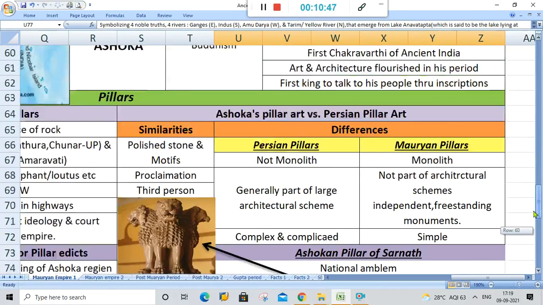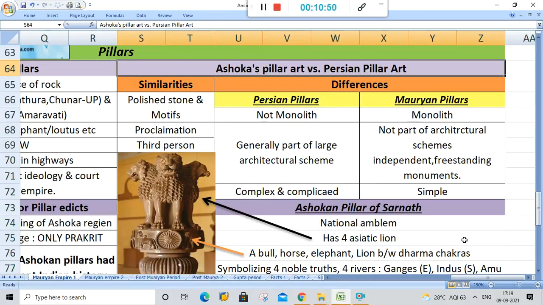So this is about today's class, that is Ashokan Pillars.